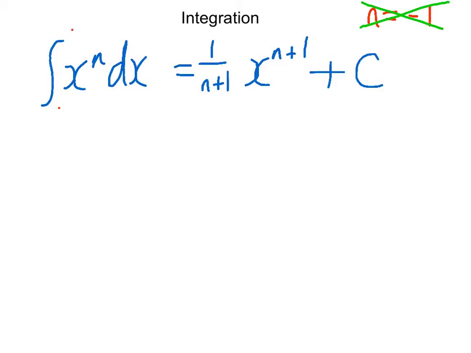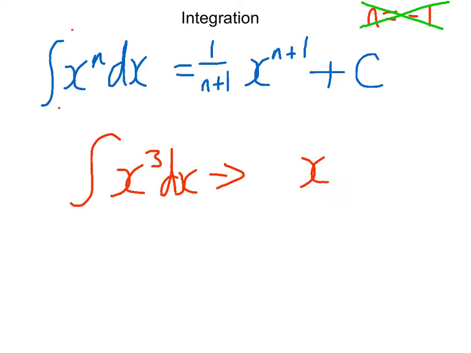To give you an example of how integrating works, if you've got the integral of, let's go with x cubed dx, then it turns into, power goes up by 1, so we get x to the 4, and we're dividing by the new power. So I'm going to write it as a quarter x to the 4, plus c.